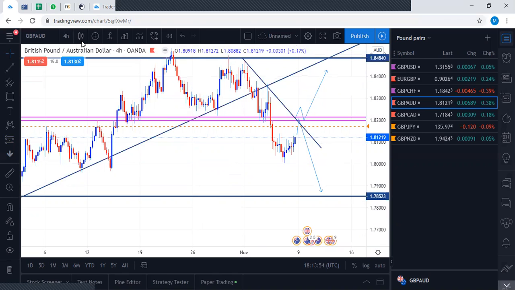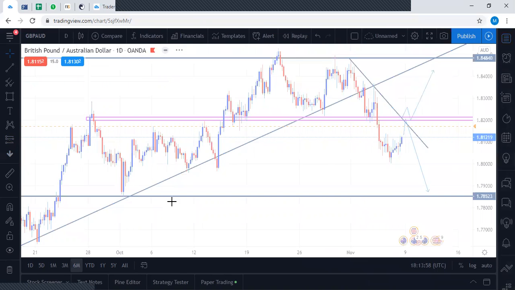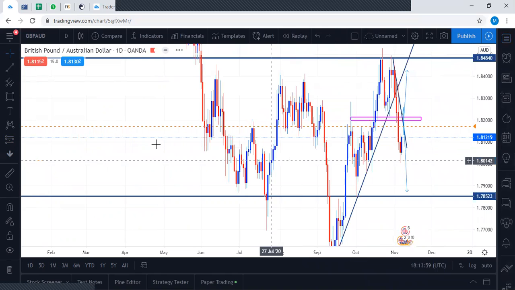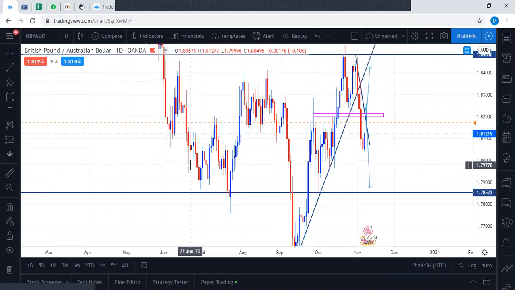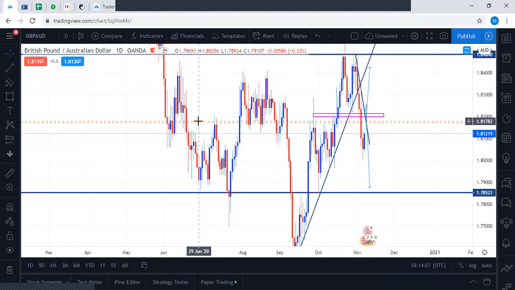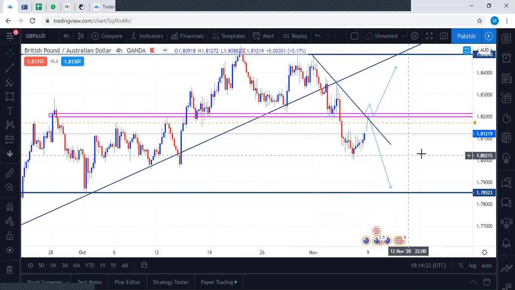Now let's go to the daily first. Let me show you how the daily is looking. So this is the daily. You can certainly see the level at this area, a level around here. That's why I have this horizontal rectangle there. And let's go to the 4 hours and see how it goes.